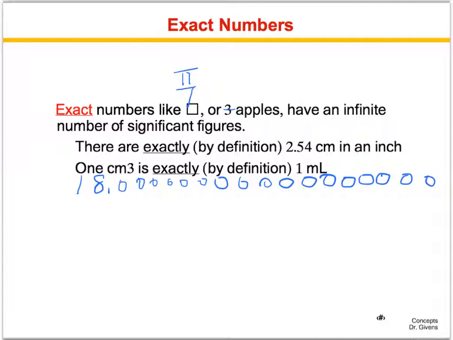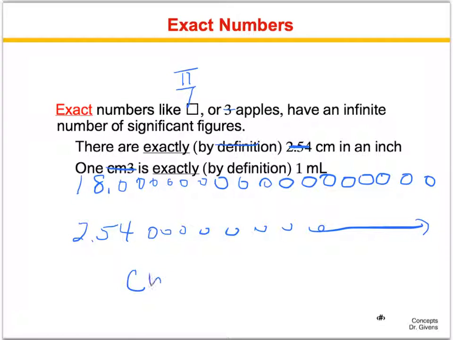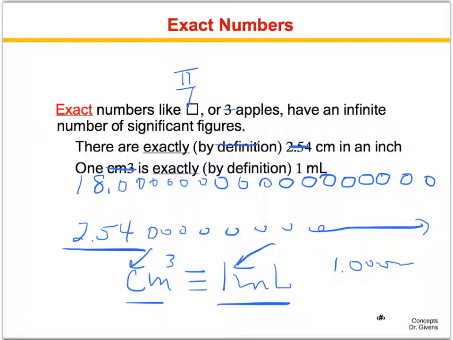Some other things, there are by definition 2.54 centimeters in an inch, so we can treat that as if it's 2.5400000 and just keeps going. By definition, 1 cubic centimeter is exactly equal to 1 milliliter. So we could write that 1.000. When we use this in a calculation, this does not affect our significant figures, nor does this, because those are to infinite precision.